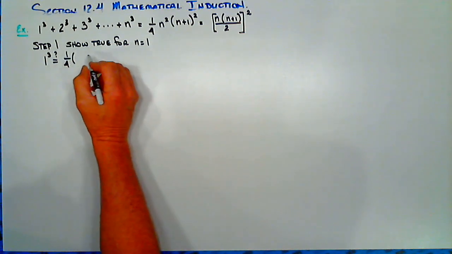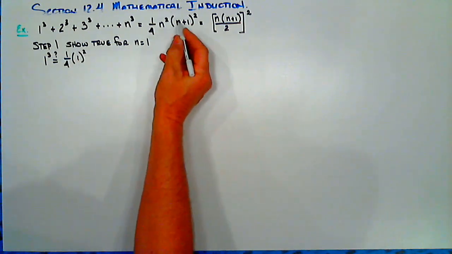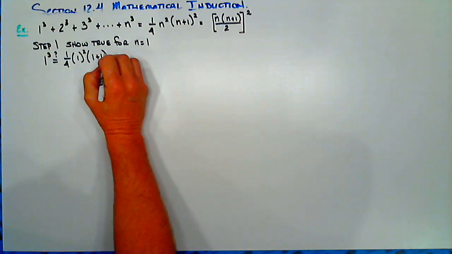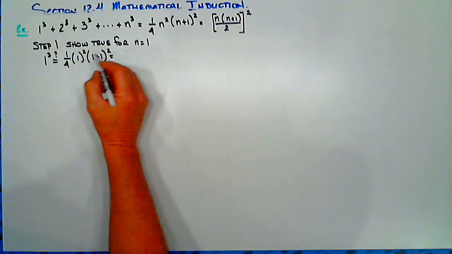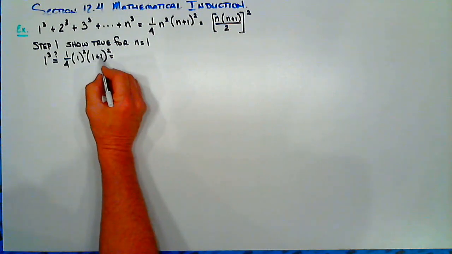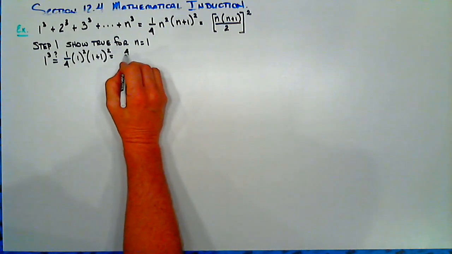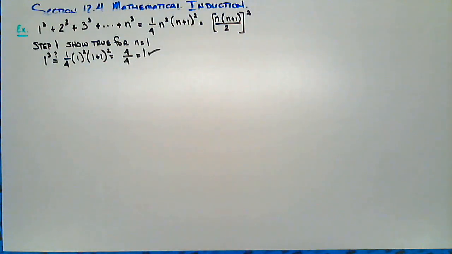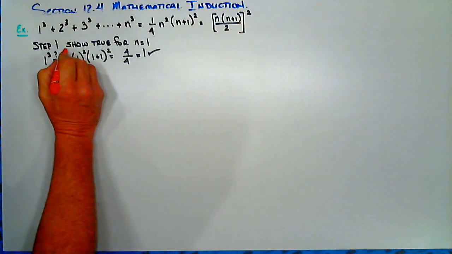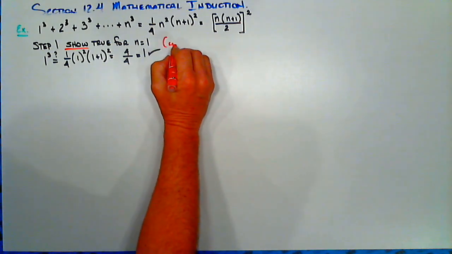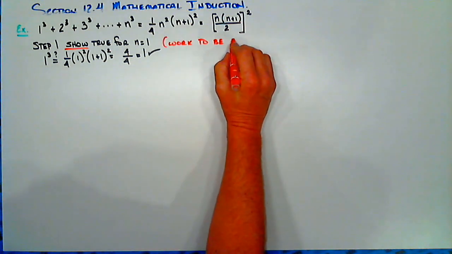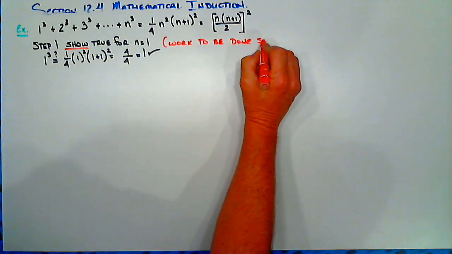So what do I get over here when I plug in 1? I get 1 squared, and n is 1, so I get 1 plus 1 squared. So what does that turn into? Well, that turns into 1 squared, which is 1. 1 plus 1 is 2, so that turns into 4 divided by 4, which is 1, and we showed it's true for n equals 1. Now remember, our verb here is show. So this is a work to be done step, right?